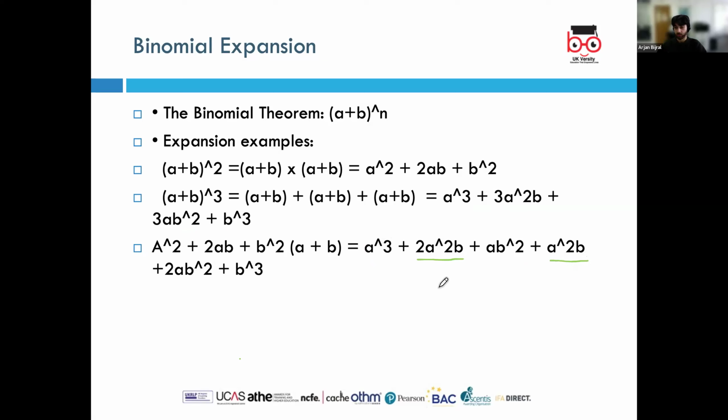And we're going to do the same thing as we did before. Just add them together, and we get 3A squared B, because there's just one A squared B plus 2A squared B. Does that make sense?